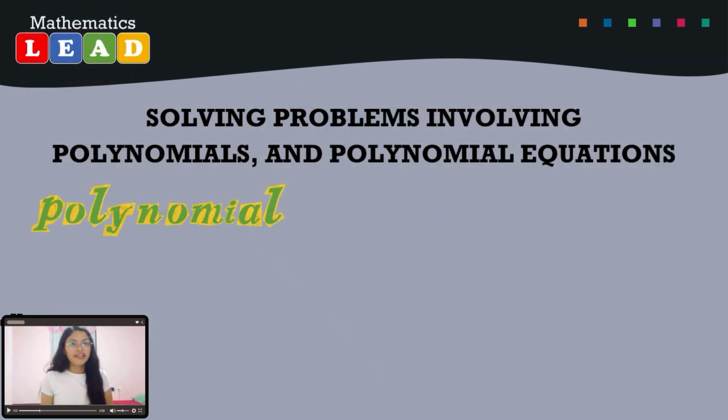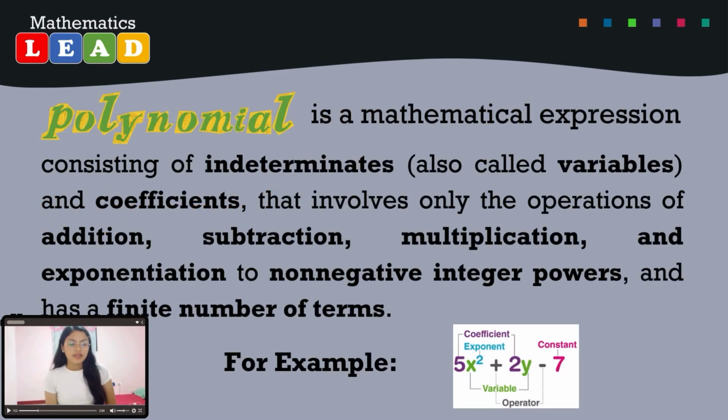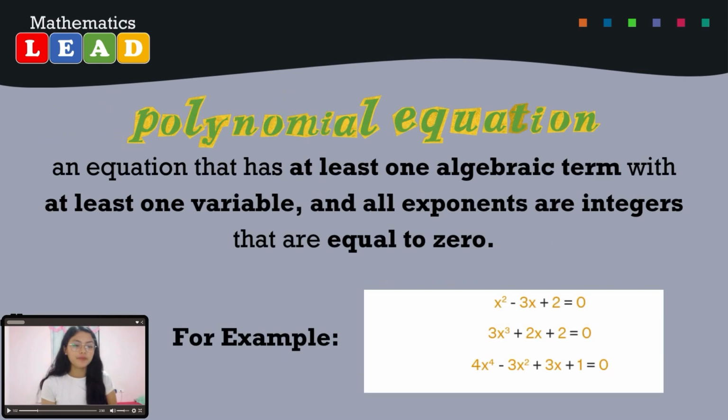Let us first define what a polynomial is. A polynomial is a mathematical expression consisting of indeterminates and coefficients that involves only the operations of addition, subtraction, multiplication, and exponentiation to non-negative integer powers, and has a finite number of terms. A polynomial equation is an equation that has at least one algebraic term with at least one variable, and all exponents are integers that are equal to or greater than 0.